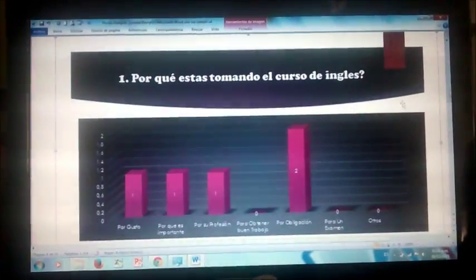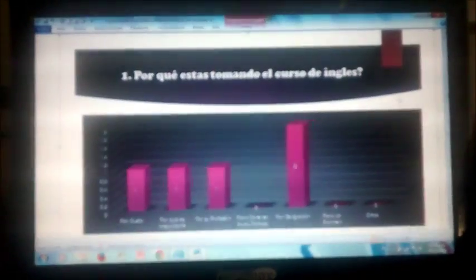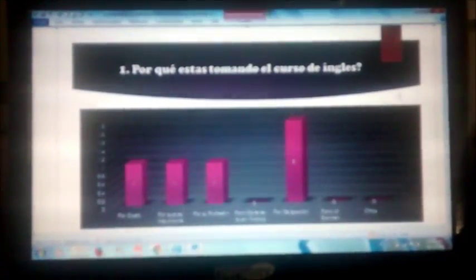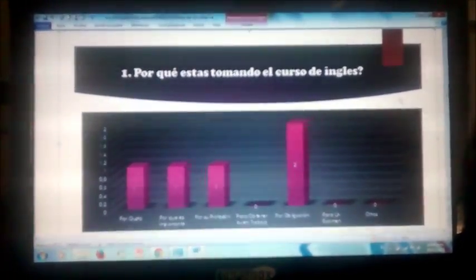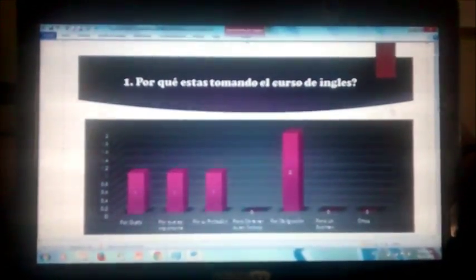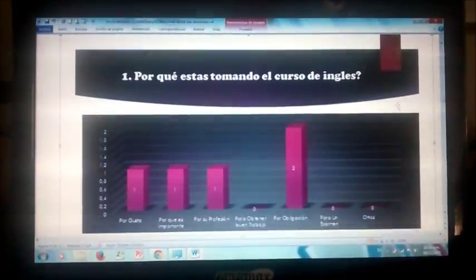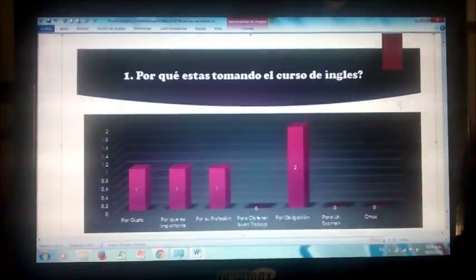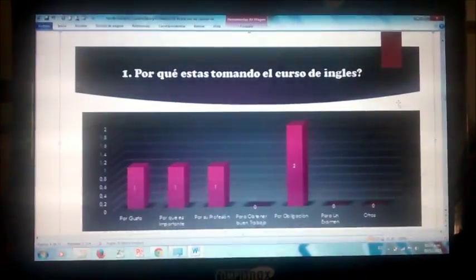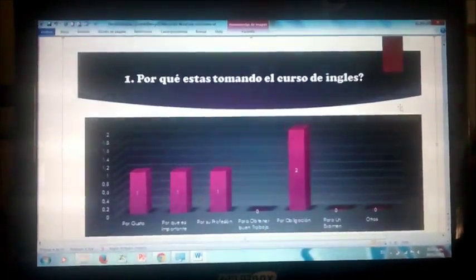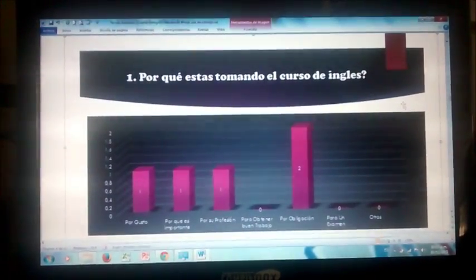The first thing we had to do was to conduct a needs analysis to find out the needs of the English course we had to design. The sample to carry out this needs analysis were students from 8th semester of the music program at Universidad de Córdoba.